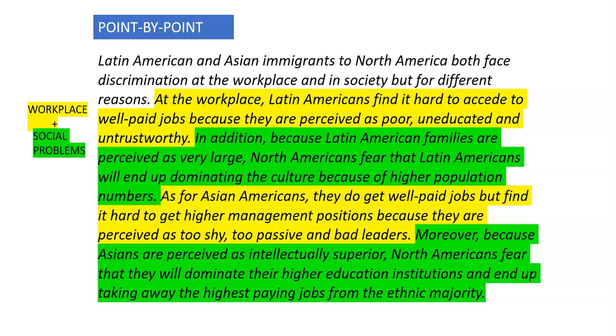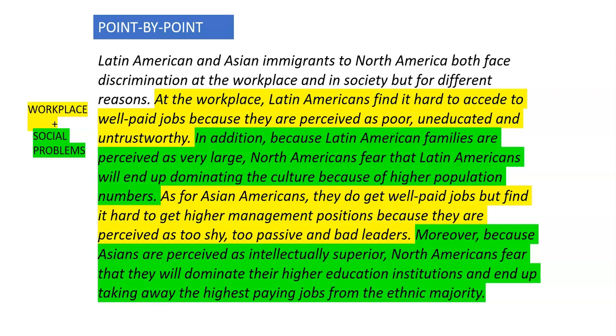So Latin American and Asian immigrants to North America both face discrimination at the workplace and in society, but for different reasons. And right afterwards, I'm going to start listing, but first one element from the workplace category that we had selected before, and right afterwards one social problem, but for the same community, the Latin Americans.